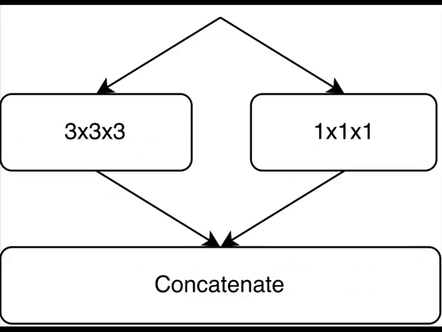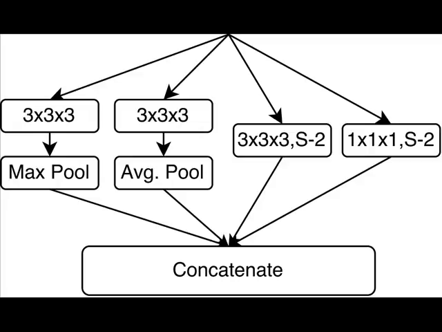We initially experimented with very simple Voxception blocks, concatenating 1x1x1 filters with 3x3x3 filters for non-downsampling layers. For downsampling layers, we stack 3x3x3 convolutions with strided pooling operations, using both max and average pooling, and concatenate those features with strided 3x3x3 and 1x1x1 convolutions.